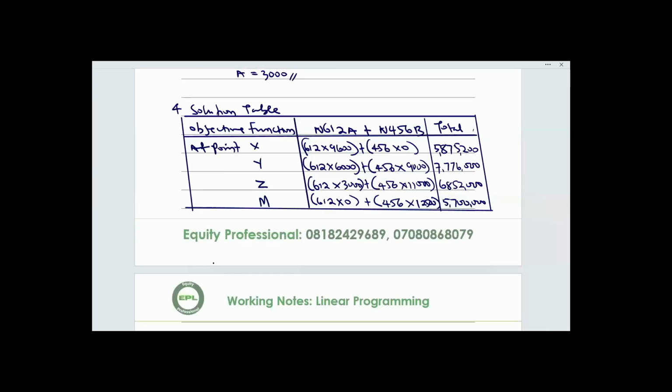So at this point, you need to select. Since we are maximizing contribution, you will select the highest total contribution. When you look at our calculation, the highest is at point Y. Highest is 7,776,000. That is at point Y. Okay? So that is that.